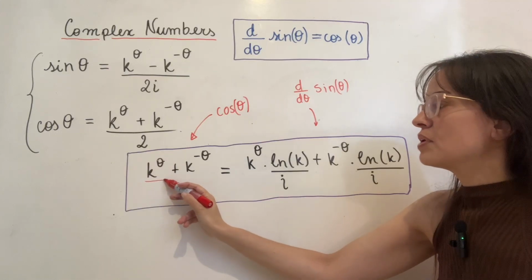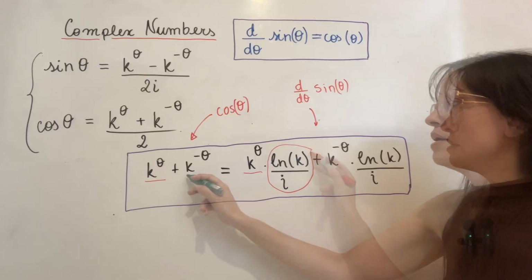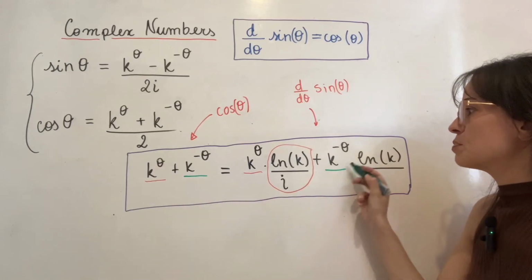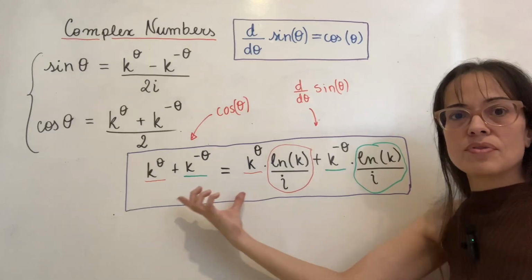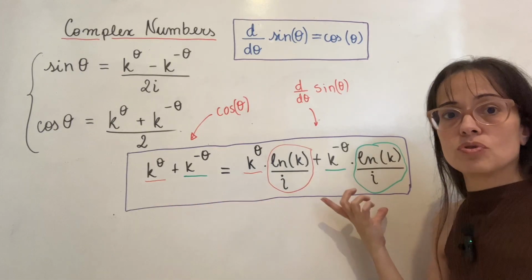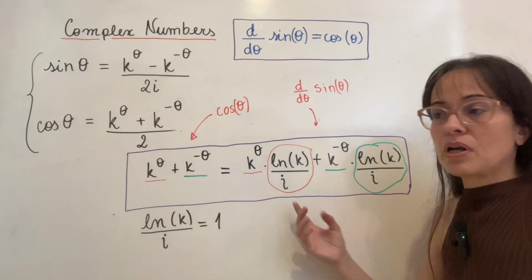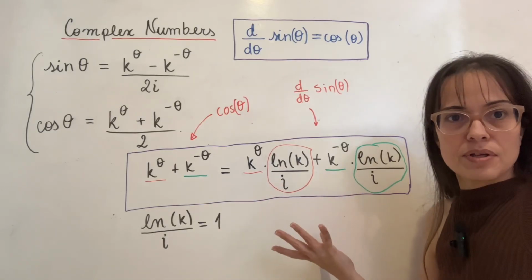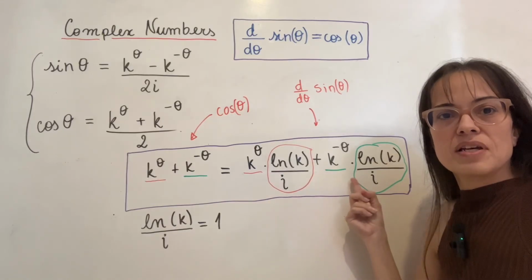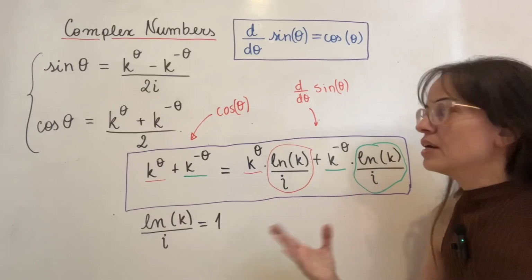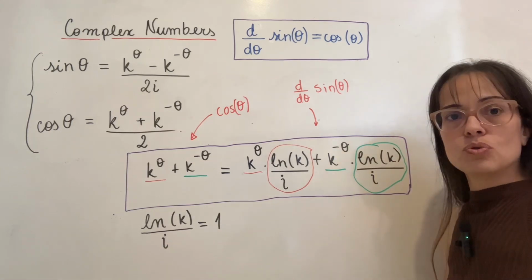So here's what's happening. K to the power of theta is k to the power of theta times this thing, and the k to the minus theta is multiplied by the same factor. So in order for that left side to be equal to the right side, this factor needs to be equal to 1, because then I'm not multiplying either of the powers by anything. It's just k to the power of theta times 1 plus k to the negative theta times 1 again. So that's just that. And this fraction needs to be equal to 1.